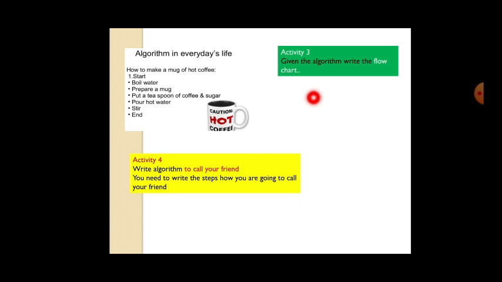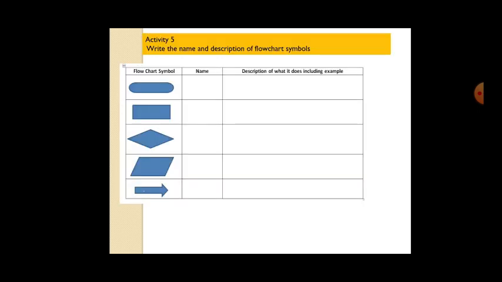Hope you know what a flow chart is. If you go through the video once, you will come to understand. Please write the flow chart. Then activity 4: write the algorithm to call your friend. You don't need to write the flow chart for this. You need to just write the steps for how you are going to call your friend. You need to take the mobile number. You first start with the mobile, then check whether the number exists or not. If it does not exist, you should save the number. Then you can call the friend and talk.